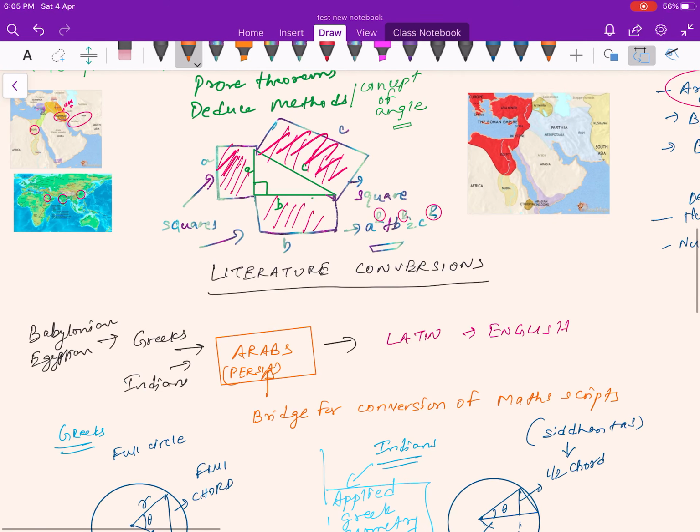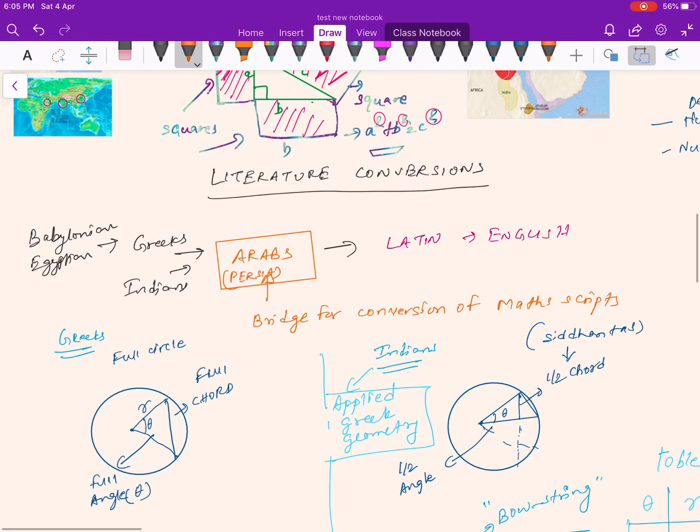So if you see here, I was talking about how the Arabs were the mediators, converting the math scripts, applying what they had, and then pushing it further to Europe, where Latin was the language, and then it got converted into English in the Western world. So that's what was happening. But how did the sine come up, and what is the history of that? When I say that it came from India, which is very mind-blowing and intriguing, it is as follows.